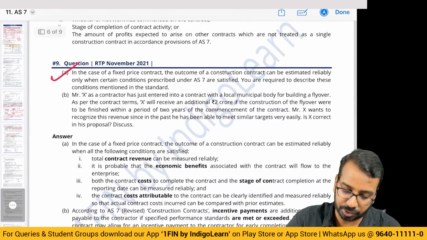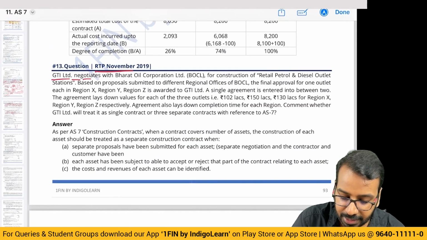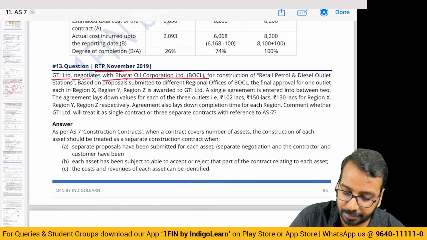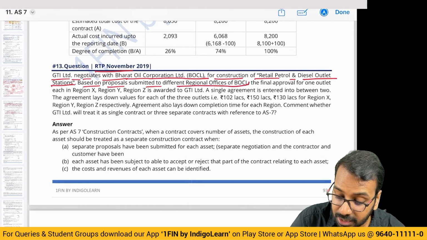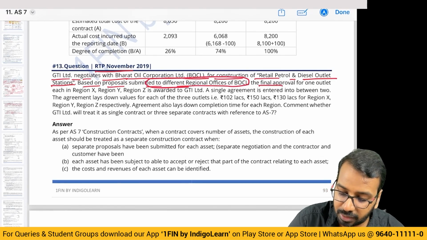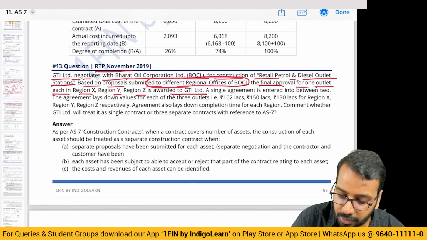This again is a theory question. Look at this. GTI Limited negotiates with Bharat Oil Corporation Limited for construction of retail petrol and diesel outlet stations based on proposals submitted to different regional offices of BOCL. The final approval for one outlet each in region X, Y and Z is awarded to GTI.